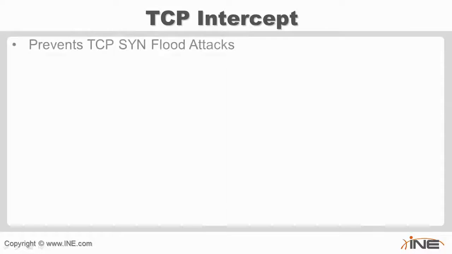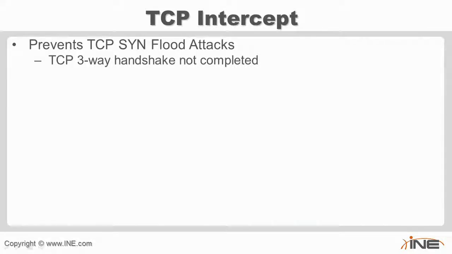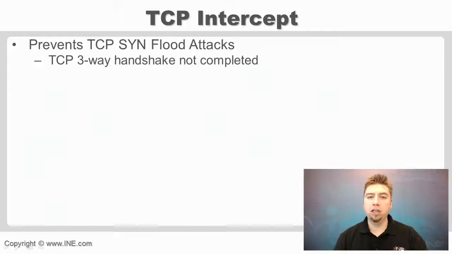Now, TCP Intercept is a feature that is designed to prevent TCP SYN flood attacks against devices in the infrastructure. Now, we talked about how the basic TCP three-way handshake works, that the initiating client is going to send the SYN to the TCP server. The TCP server replies back with SYN ACK. Then the client is supposed to completely open the session by replying with a final acknowledgement. Now, in the SYN attack, the client sends the SYN, the server responds back with the SYN ACK, but then the client does not fully open the session by sending the final acknowledgement.